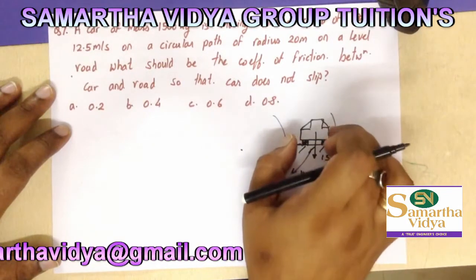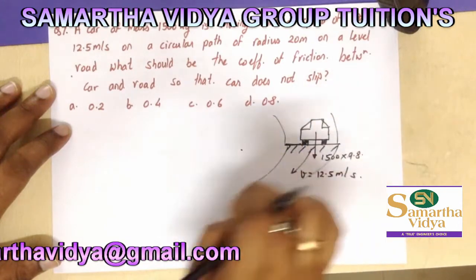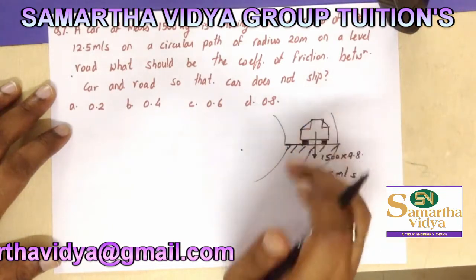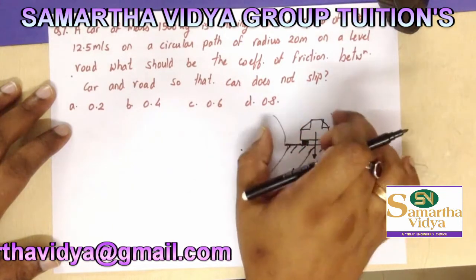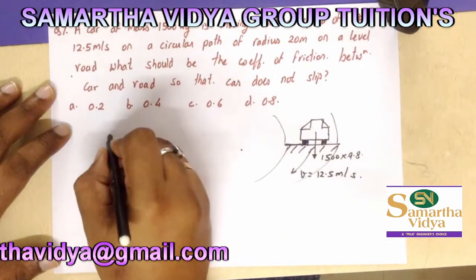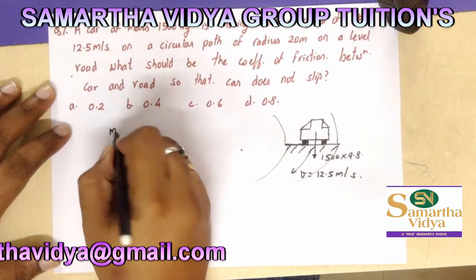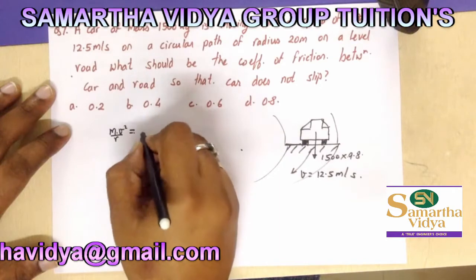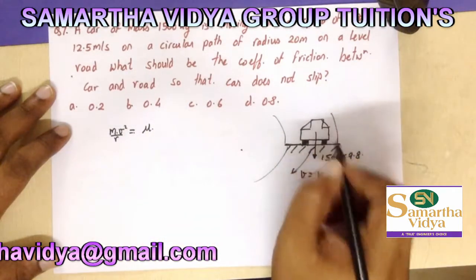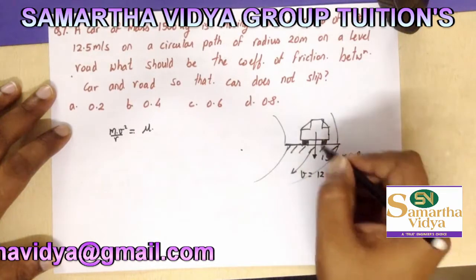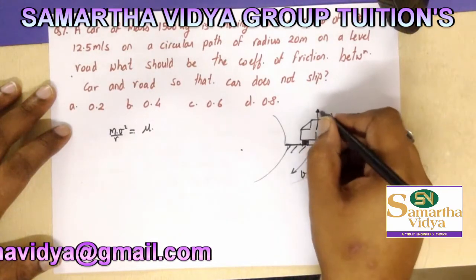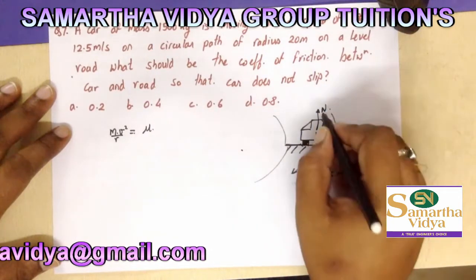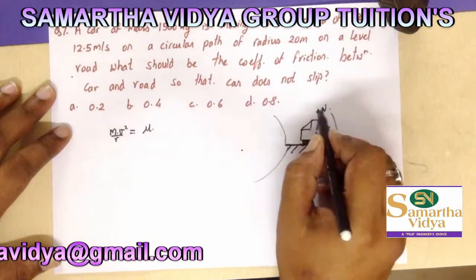Now if this car has to move in circular motion, then the friction should provide the centripetal force, or the force required for the circular motion. So my centripetal force, which is mv square by r, is provided by the frictional force. Since mg, the weight, is downwards, there is going to be a normal reaction from the road which is upwards, and my frictional force is given by mu into n, that is mu into normal reaction.